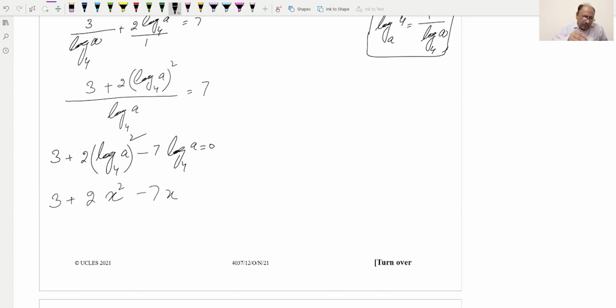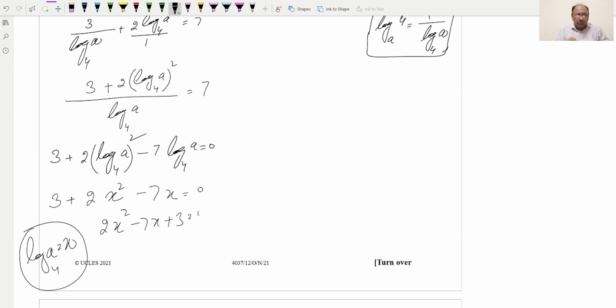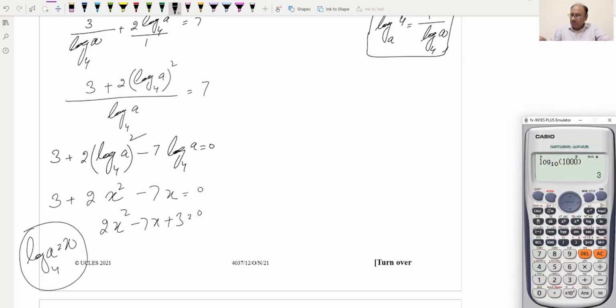So what we have done, we have taken log of 4a is equal to x, and we formed this quadratic equation. If we rewrite, 2x squared minus 7x plus 3 is equal to 0, and if we solve this quadratic equation by the product method, x squared coefficient is 2, coefficient of x is minus 7, and the constant value is 3, so it's giving us 3 and 1 by 2.